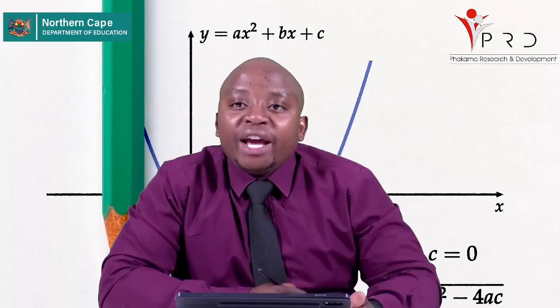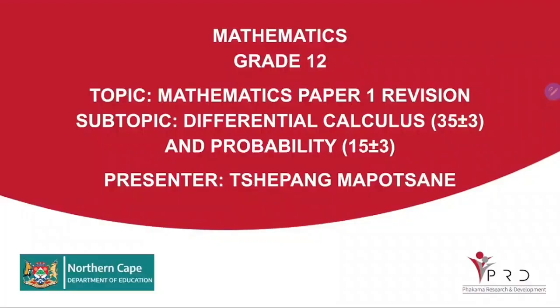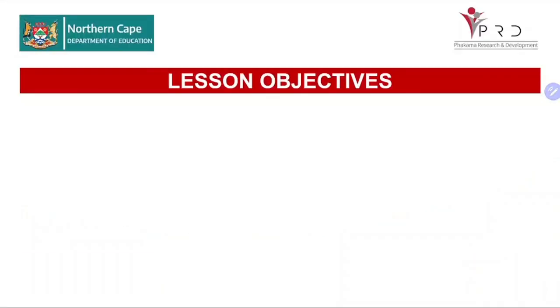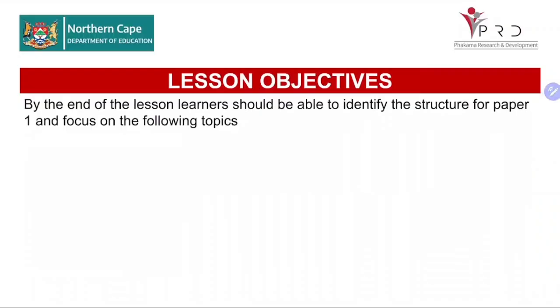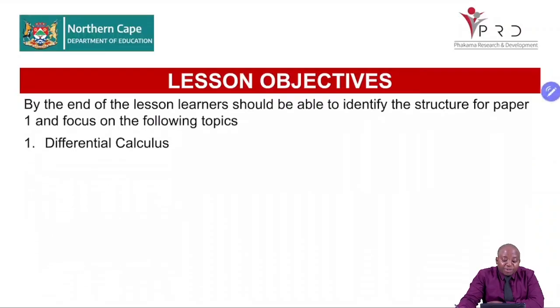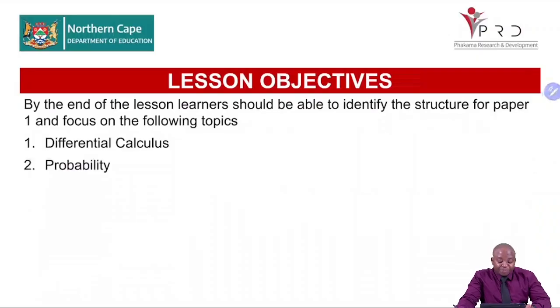Now, grade 12s, in today's lesson, we are focusing on our paper 1 revision. We are completing the paper now, and we are going to focus on the two last topics, which is differential calculus and our probability. Now, as we prepare for our prelims, this is what we're supposed to do. We're supposed to know the structure for a fully-fledged paper 1, and we are going to focus on the topic of differential calculus, and we are also going to focus on the probability.